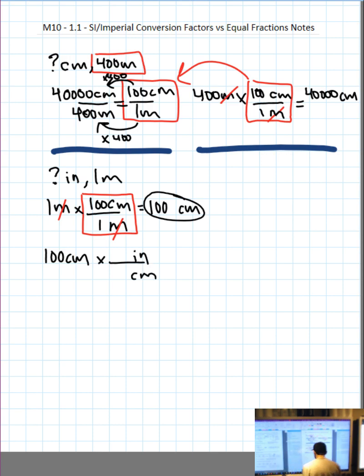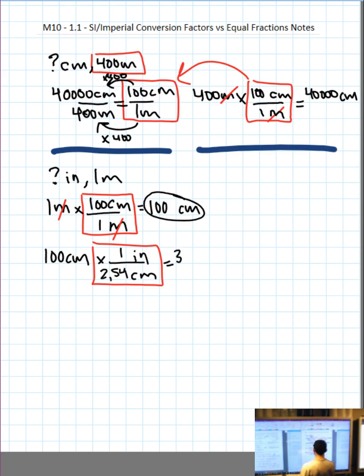And now we have to figure out, from our conversion factor sheet, how many inches in a centimeter, or vice versa. And there's 2.54 centimeters in 1 inch. So we put the 2.54 attached to the units that it belongs. This is a conversion factor on our conversion factor sheet. Equals. Now this time on the calculator, it's 100 times 1 divided by 2.54.